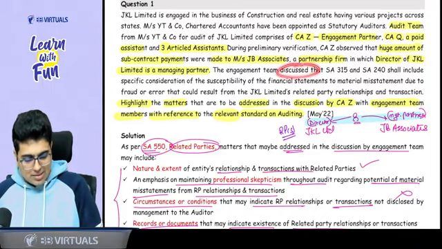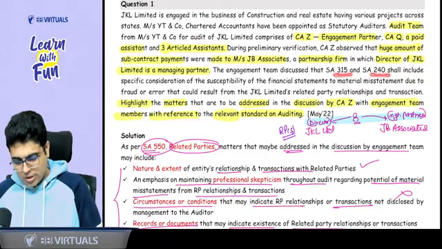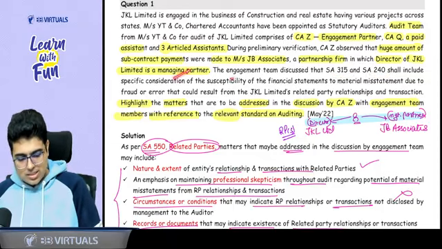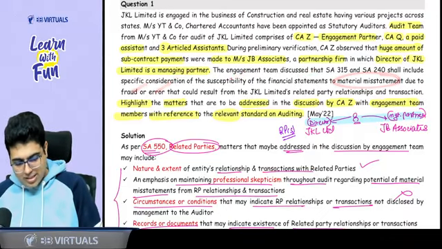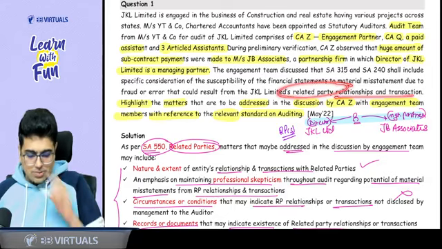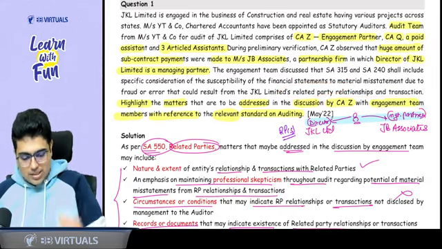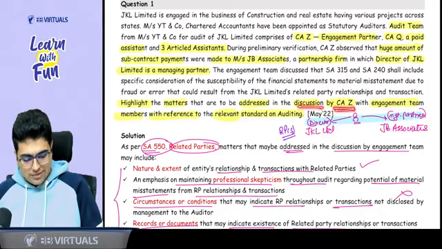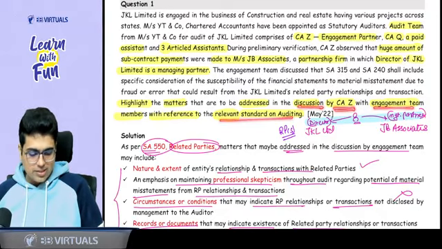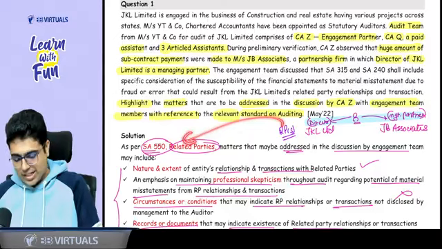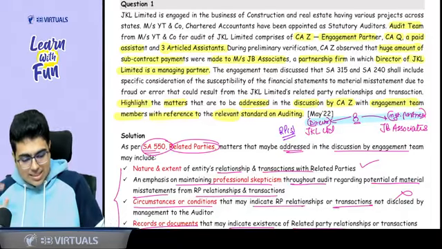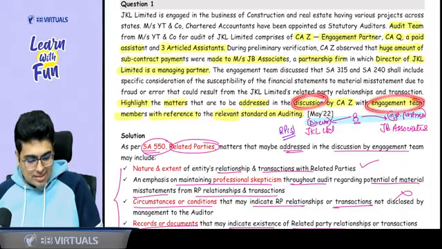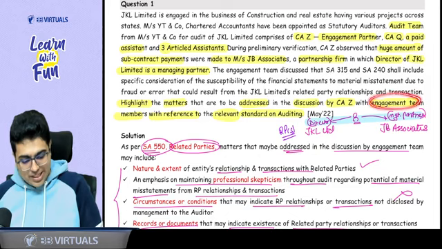So the engagement team discussed that as per SA 315 and 240, we should specifically consider the chances that the financial statements can have material misstatement due to fraud or error resulting from related party relationships and transactions. So highlight the matters to be discussed by CAZ with the engagement team with reference to the relevant standard. What is the standard of related party? SA 550. Which topic is ICAI asking? ICAI is asking about engagement team discussion. Come on, engagement team discussion.